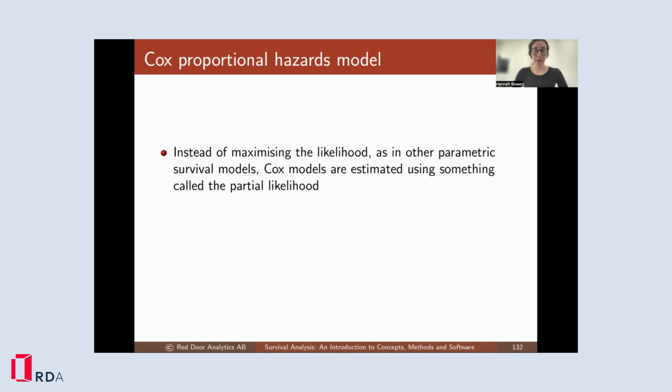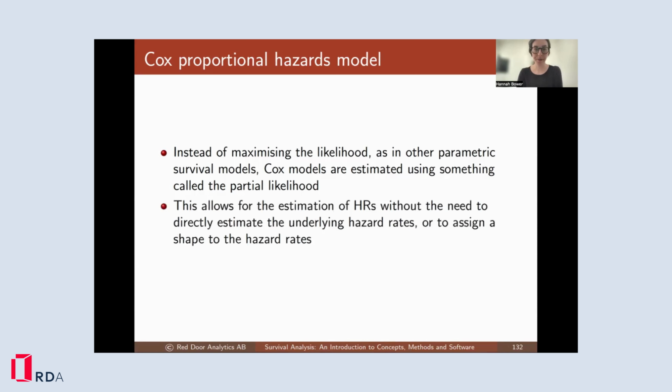Some of the background to this is that instead of maximizing the likelihood, as is done in other parametric survival models, Cox models use something called the partial likelihood. I won't go into detail here. If you're interested in knowing a bit more about this, you can read some of the background research, and there are some references at the end of this section.